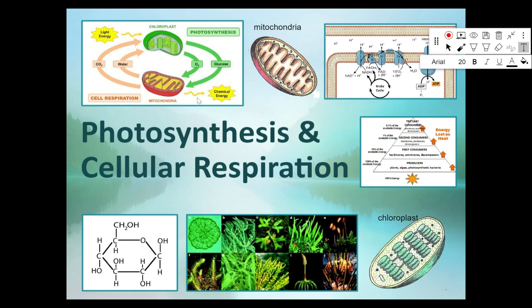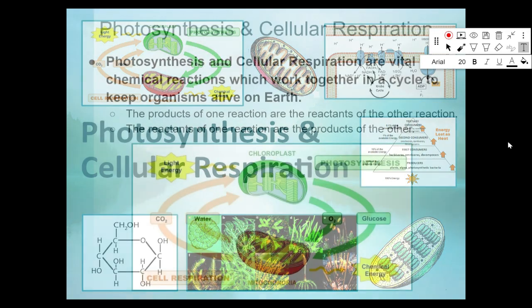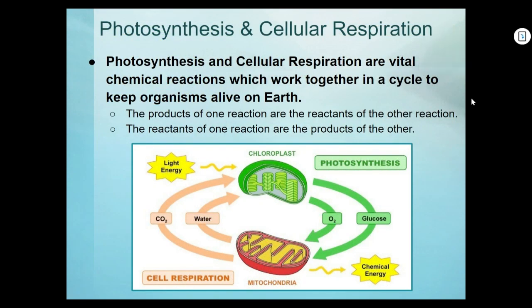There's this image, and you'll see what this is and why that's important. And then just know again that if something is green, that is most likely because it has chloroplast in it and it can photosynthesize. Right, so let me shrink this down. So, photosynthesis and cellular respiration, right? They are vital chemical reactions which work together in a cycle and they keep organisms alive on Earth, right? And it's really cool how they are connected together.